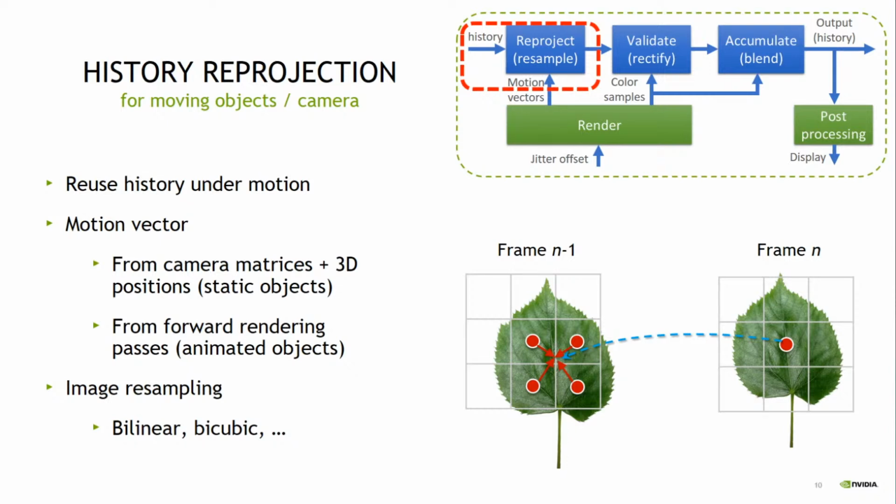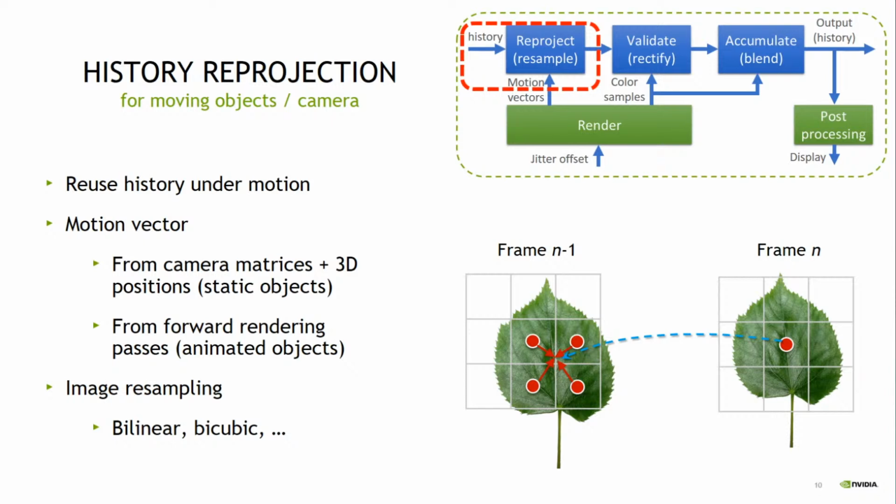So we've seen how history can be blended with new samples in each frame. Before they can be reused, they must be reprojected and validated. Reprojection takes care of moving objects or moving camera. It is based on the per pixel motion vector generated by the engine. The motion vectors tell each pixel where it can fetch its matching point in the previous frame. They are either computed from camera matrices for static objects or generated by a forward rendered process for animated objects.